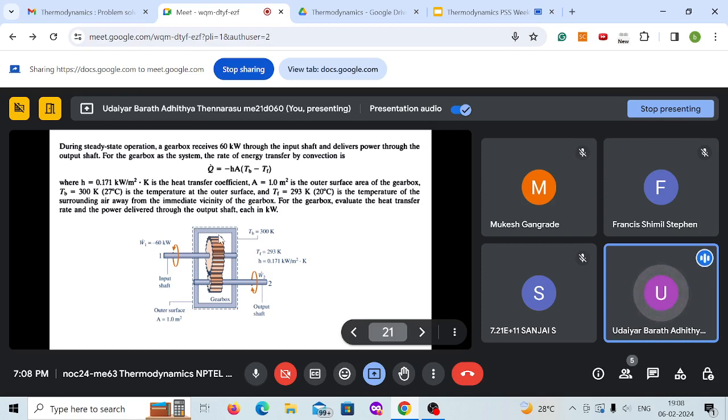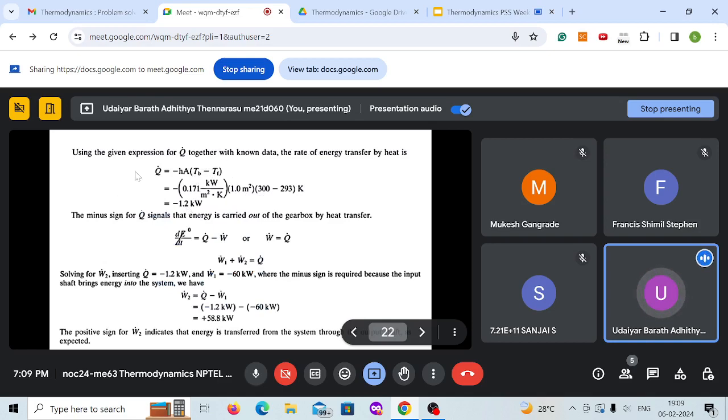Now you don't think about the gearbox itself, you just see there is a box, you don't know what is inside. There is 60 kilowatts of work coming in and some W2 going out, and there is some heat transfer happening from the box. That heat transfer is given by this relation, and we know all the values for calculating Q. So we just substitute. H is 0.171 kilowatt per meter square Kelvin, and A is 1 meter square, and the temperatures are 300 minus 293. So Q is 1.2 kilowatts.